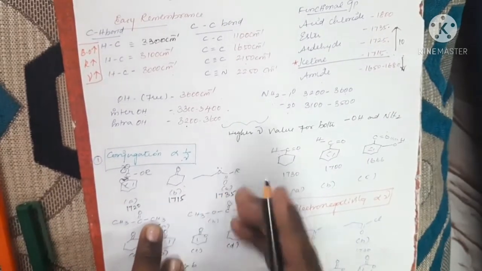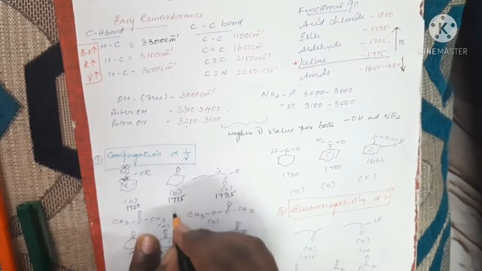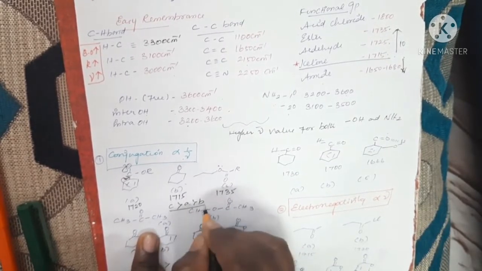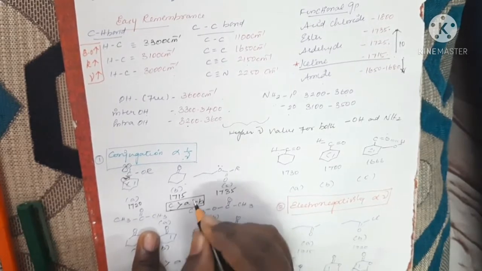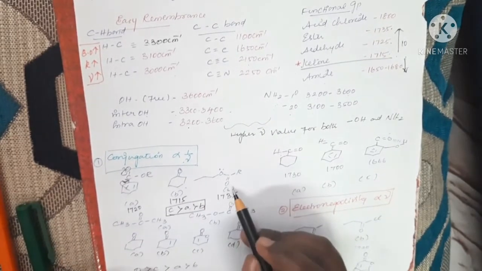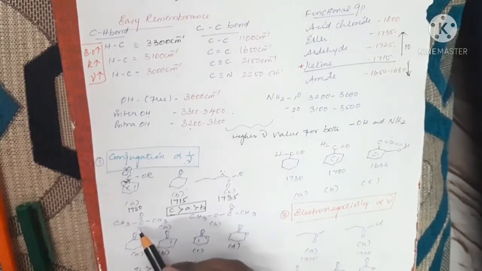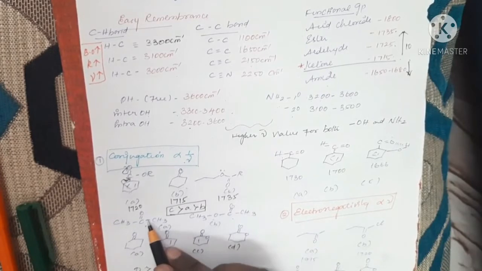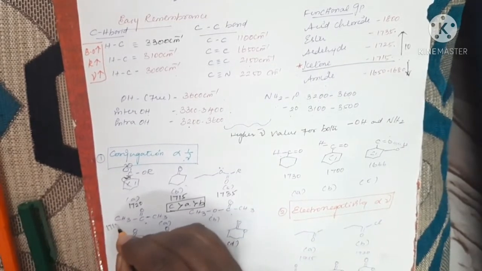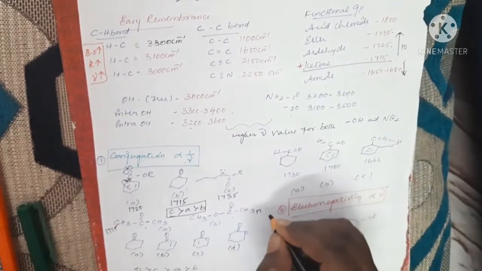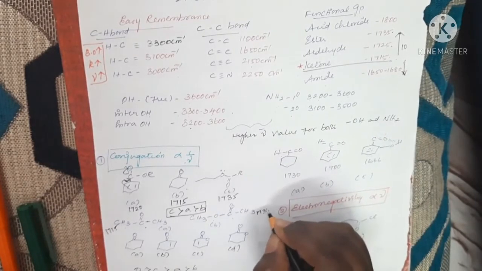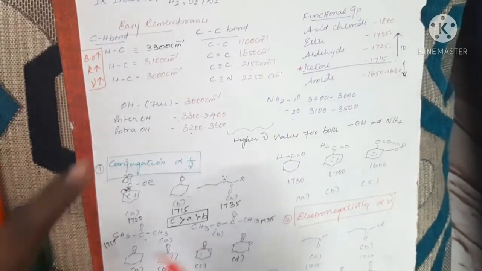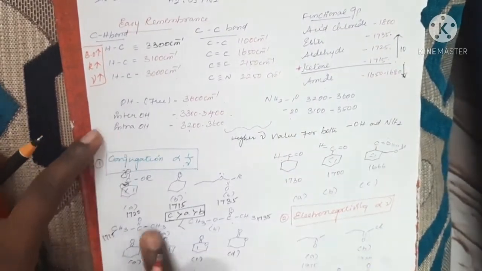So what will be the frequency range? It is C, then A, then B. This is how the frequency range changes, so it is higher for this one. And in the second example, a ketone along with an ester, we know this one is 1715 and this one is 1735. So the ester has a higher value than the ketone.